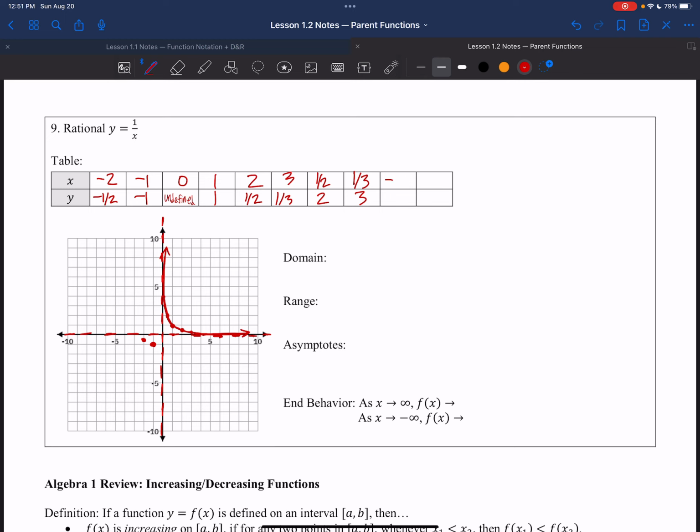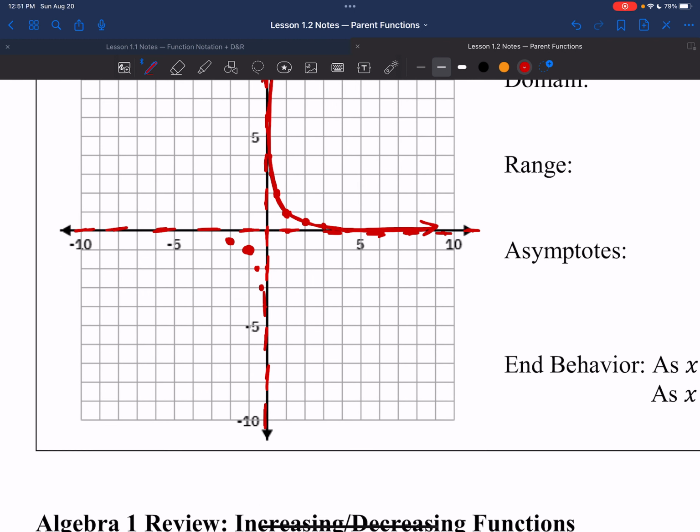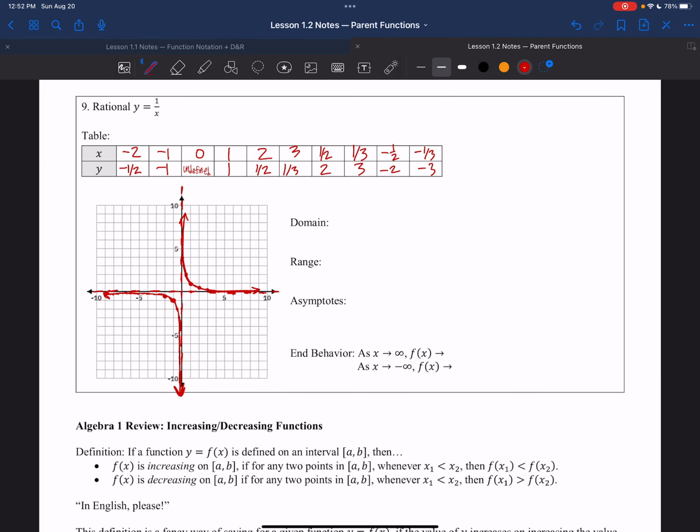If I do -1/2, I'm going to get -2. If I do negative 1/3, I'm going to get negative 3. And so what's going to happen is you're going to get this going on. It looks similar in this quadrant down here. It's going to go through these points and then down like this. And that's the rational function.